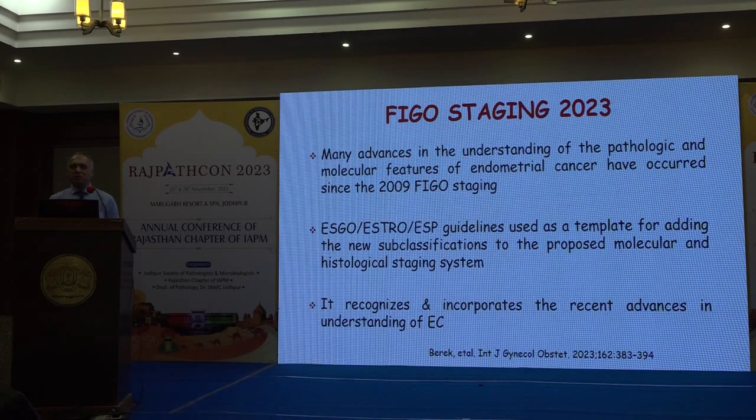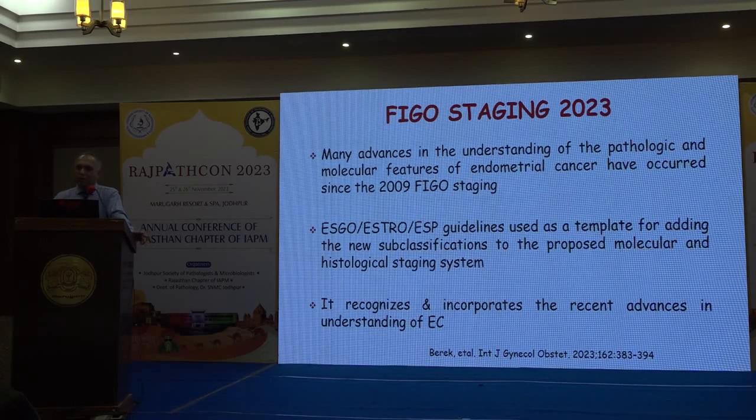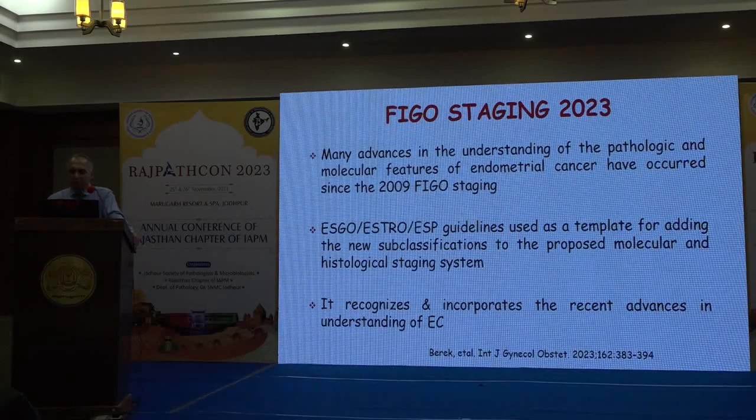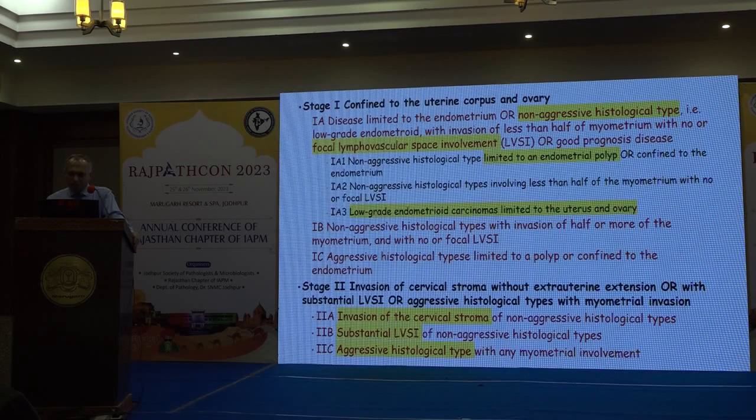Another change which has very recently come up is the FIGO staging 2023. There have been many advances in the understanding of the pathologic and molecular features, and FIGO has now incorporated them. What they did was use the ESGO-ESTRO-ESP European guidelines as a template for adding new classifications to the proposed molecular and histological scheme. So this incorporates the morphological as well as the recent advances in our understanding regarding the molecular features.